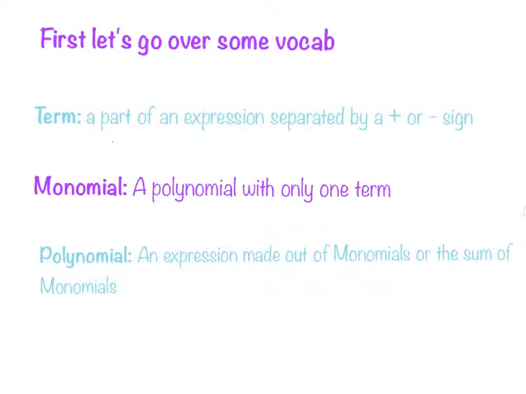First, let's go over some vocab. A term is part of an expression separated by a plus or a minus sign. A monomial is a polynomial with only one term. A polynomial is an expression made out of monomials or the sum of monomials.